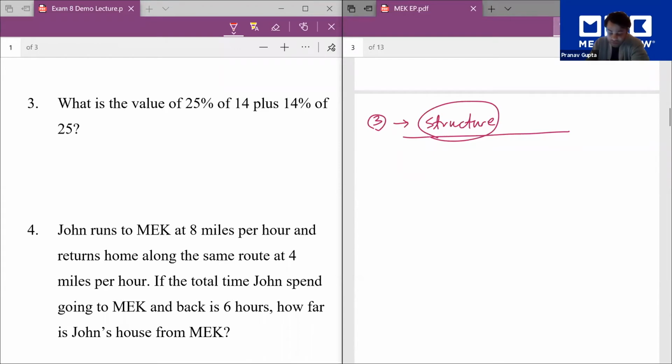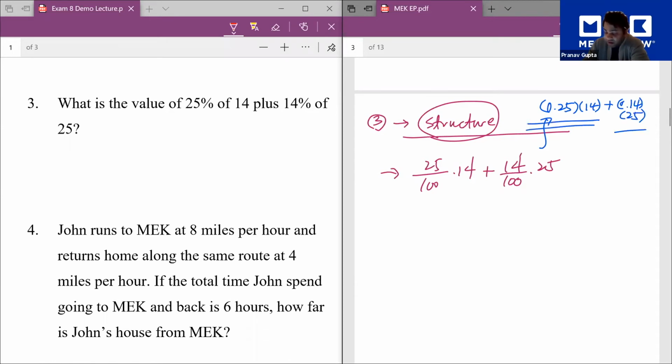So I'm gonna set up number 3. What is the value of 25% of 14 plus 14% of 25, right? Another pro tip is, some of you probably are used with this idea. 25% of 14 and 14% of 25. Set it up this way, then calculate, and be done with it, right?